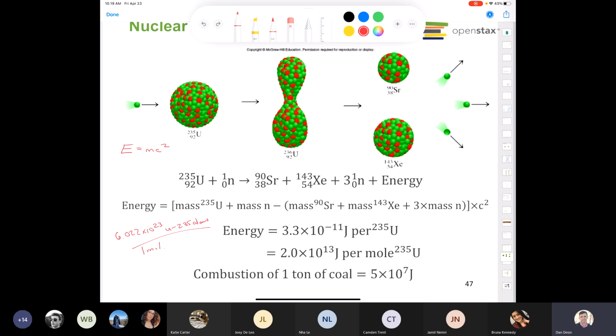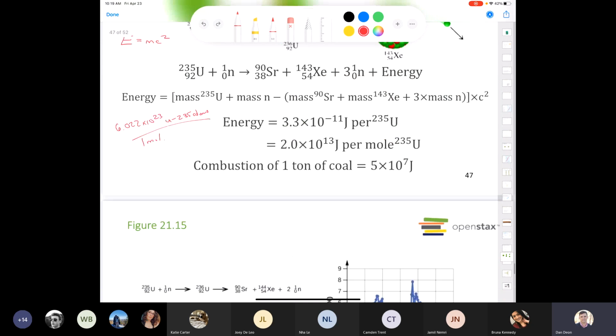You look at the amount of energy that's yielded from the combustion of 1 ton of coal, it's 5 times 10 to the power of 7 joules. So that means we have about 2.5 million times more energy produced from the 1 kilogram of uranium-235, or from a mole of uranium-235, than we would from a whole ton of coal. So kind of fascinating there. We end up producing large amounts of energy from nuclear fission.